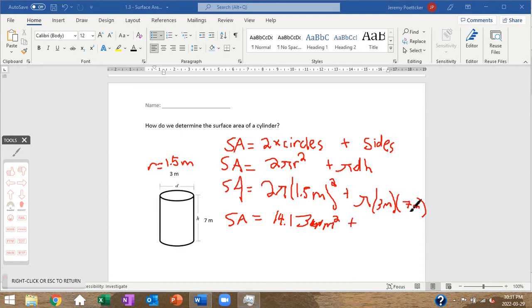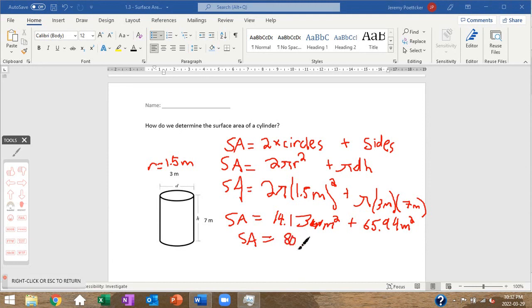Well, 3 times 7 is 21. 3.14 times 21 equals 65.94 meters squared. And now I can add up the whole thing finally. So SA for surface area is equal to 14.13 plus 65.94. And we get 80.07.